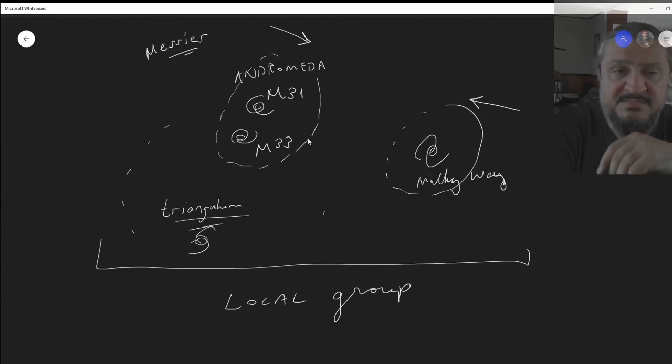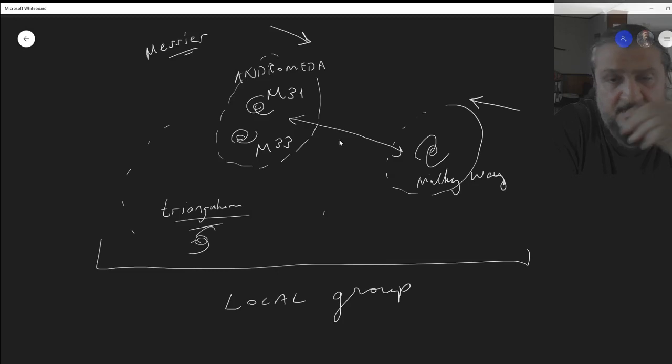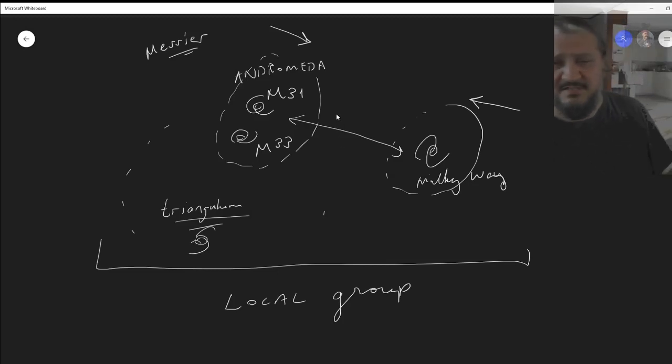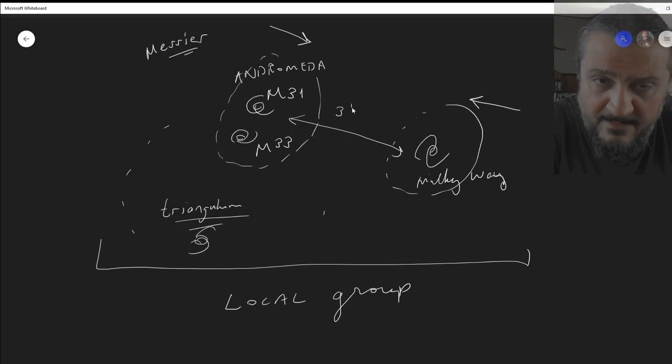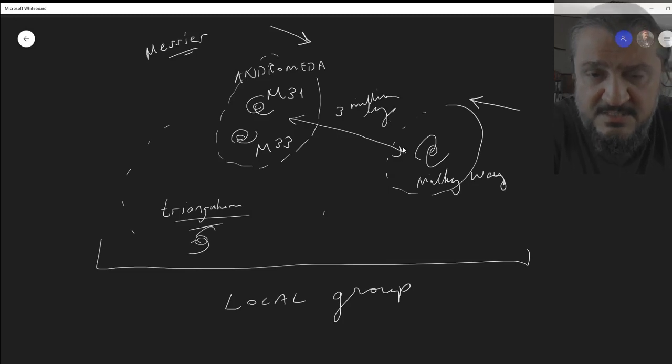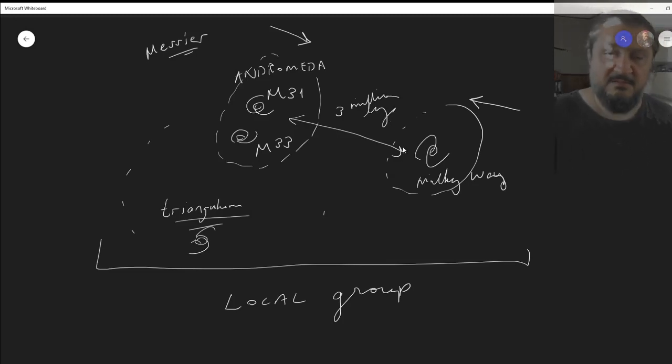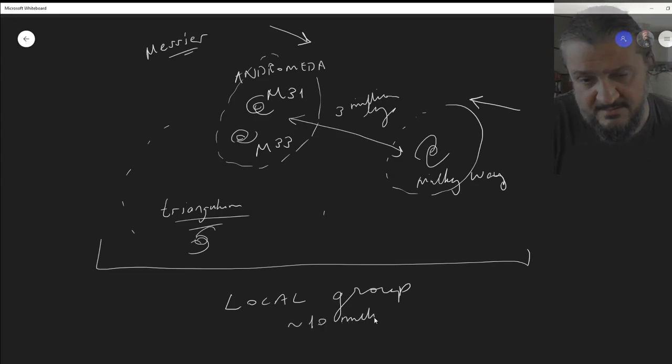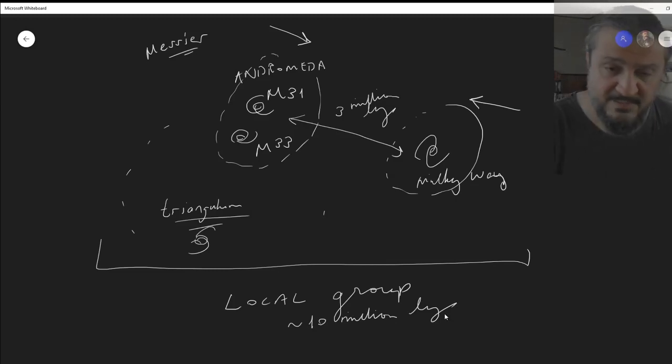I'm trying to remember the distance between Andromeda and Milky Way. This is around 3 million light years. I'm going to check this number, 3 million light years. And if you think about the diameter of the Local Group itself, that's close to 10 million light years. Okay, so before I go any further, let me also double check the distance of Andromeda from us. I'm just gonna check it from the book.